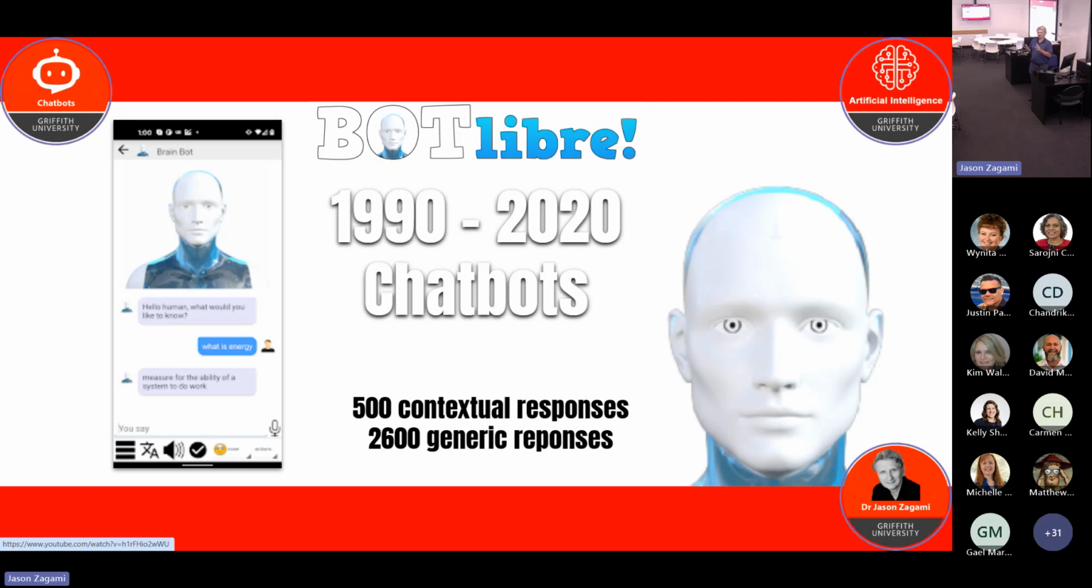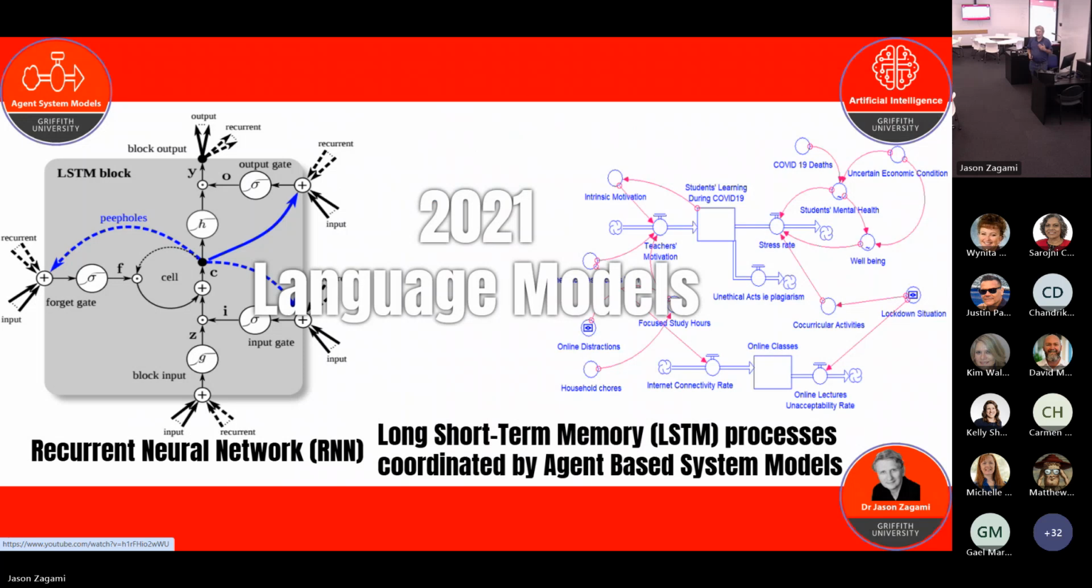There were only about 500 set responses. There were several thousand additional responses to generic sort of questions like, how are you? But course-related responses were limited. And then into 2021, I started looking at ways of linking those chatbots together in a way that had a more cognitive model around it.